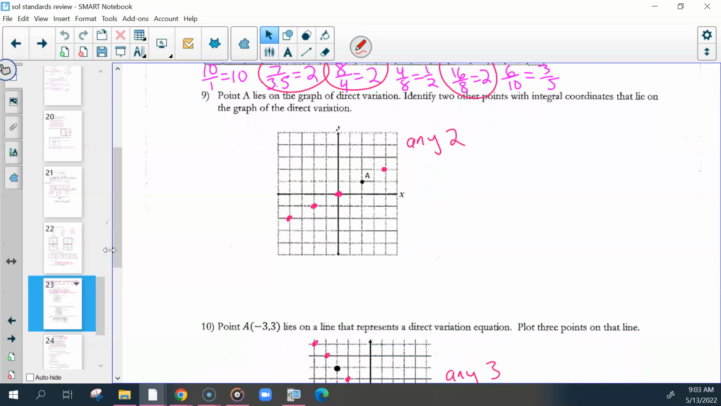Number 9 is asking you to plot 2 other points that would represent a direct variation. Anytime you get this one, 0, 0 should always be one of your points because that's the easier one to find. And then you can find your slope and plot any other point. I plotted them all, so you could plot any of those two, and it would be right.